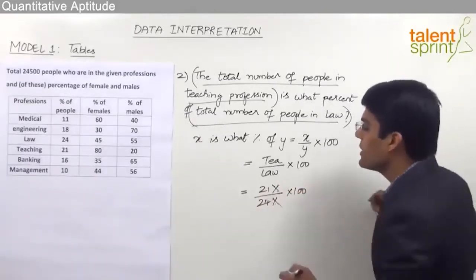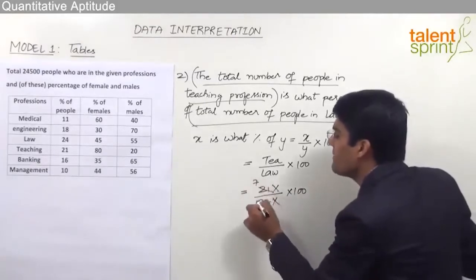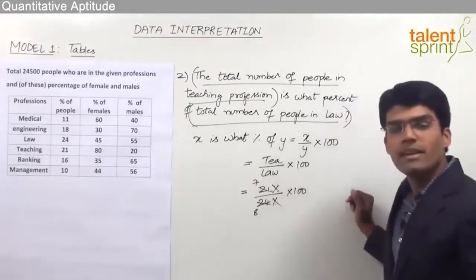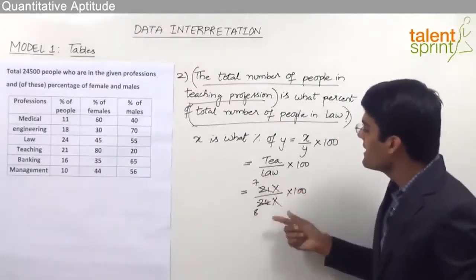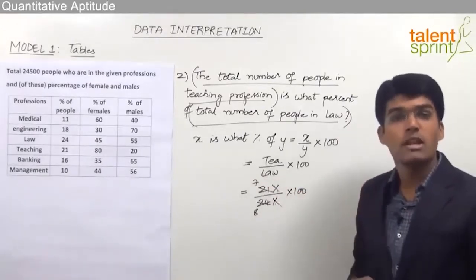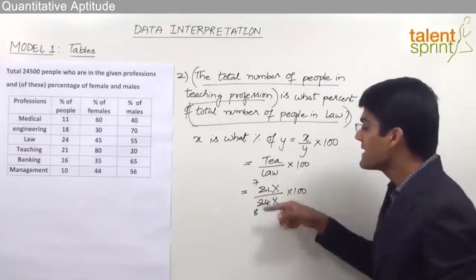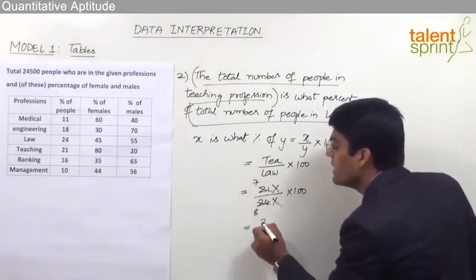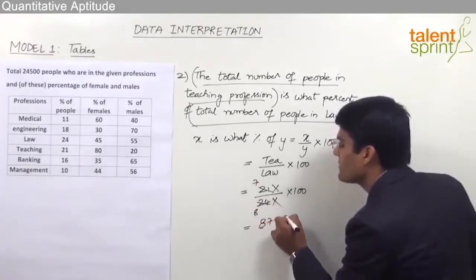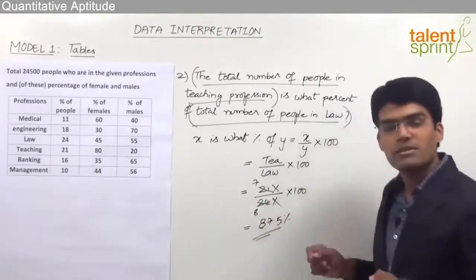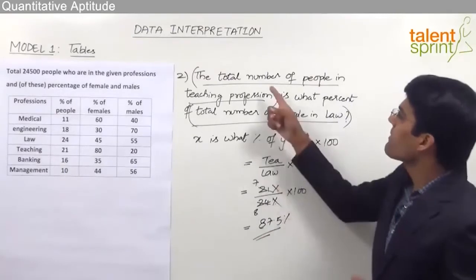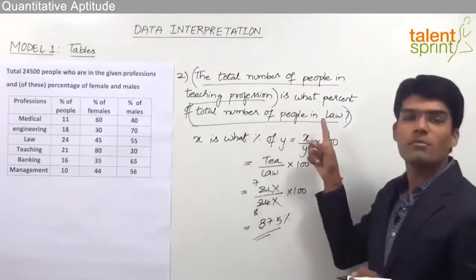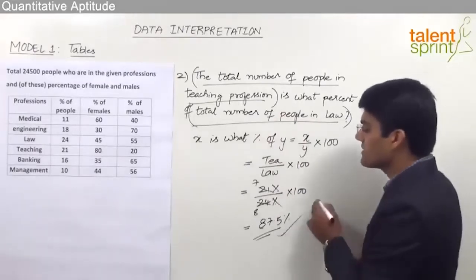Now by simplifying 21 by 24 we get 7 by 8. This is 3 into 7, 21 and 3 into 8, 24. So the answer here is 7 by 8 into 100. And from the knowledge of percentages we know that the fraction 7 by 8 is equivalent to 87.5%. So that's the answer for this question. That means the number of people in teaching profession is 87.5% of the number of people in law. That is the answer for this question.